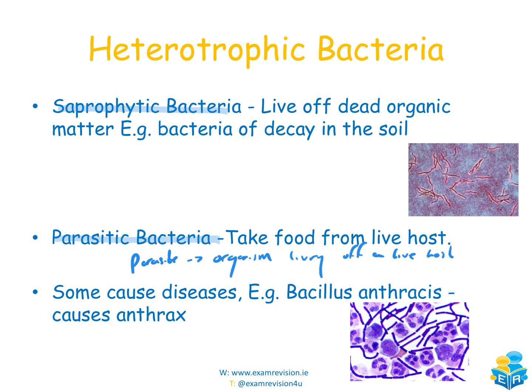So parasitic bacteria is going to take food from a live host, whereas saprophytic bacteria, they live off dead organic matter. So it's the opposite. So it's not living, they live off dead organic matter. So an example of this will be bacteria of decay in the soil, whereas an example of parasitic bacteria would be Bacillus anthracis, which is actually the bacteria that causes anthrax, so the disease anthrax.